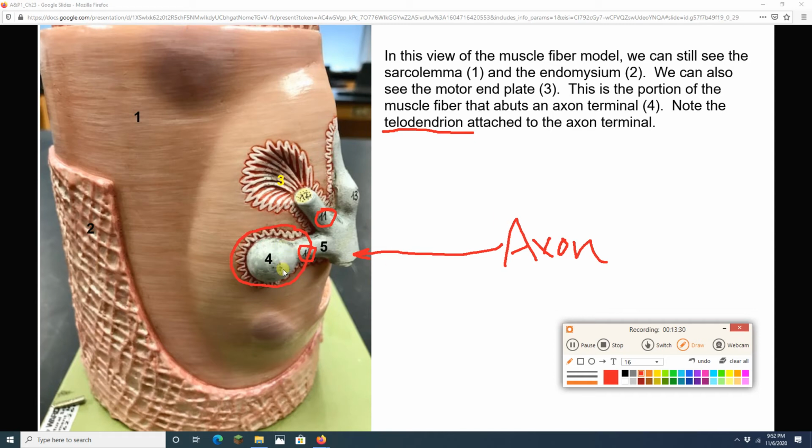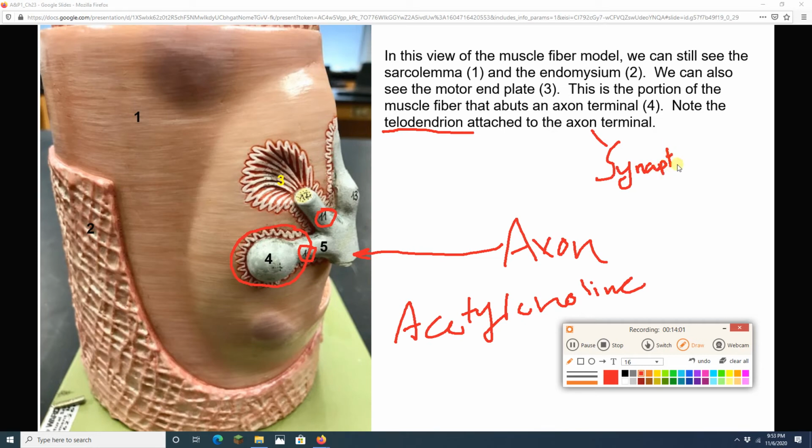The axon terminal is going to be filled with a neurotransmitter, which is known as acetylcholine. When an action potential comes down the axon, down the telodendrion, and gets to the axon terminal, the acetylcholine is going to be released. Now, over here, we've cut the axon terminal away. By the way, axon terminal is sometimes known as the synaptic knob. Your lab manual will call it synaptic knob.